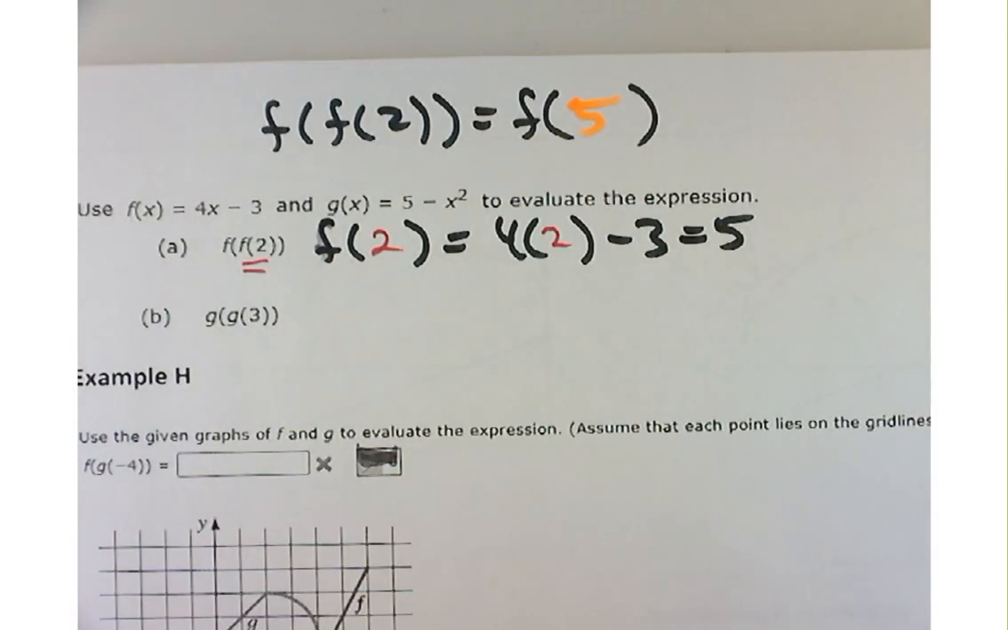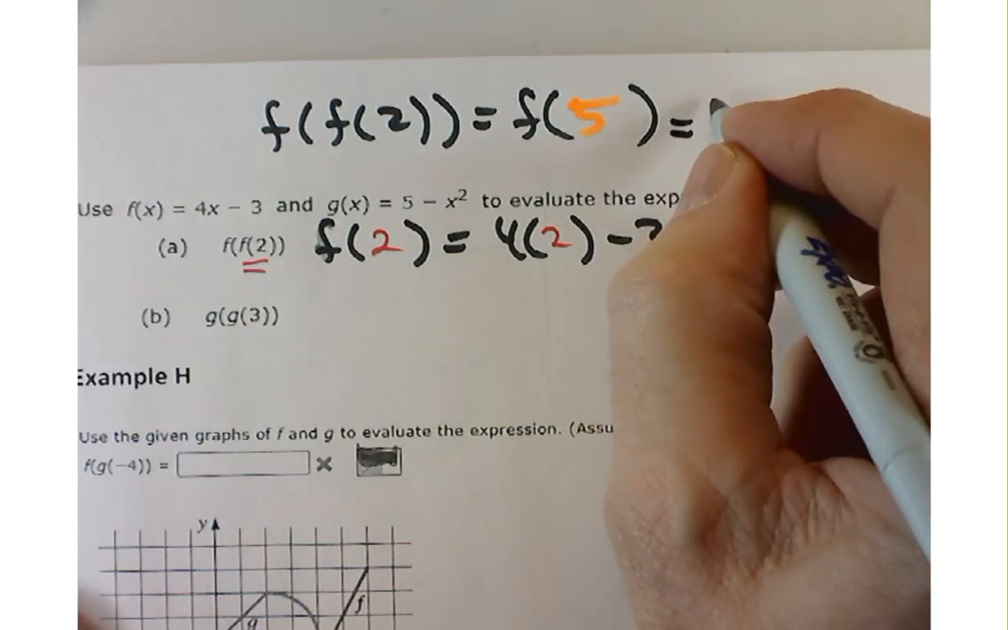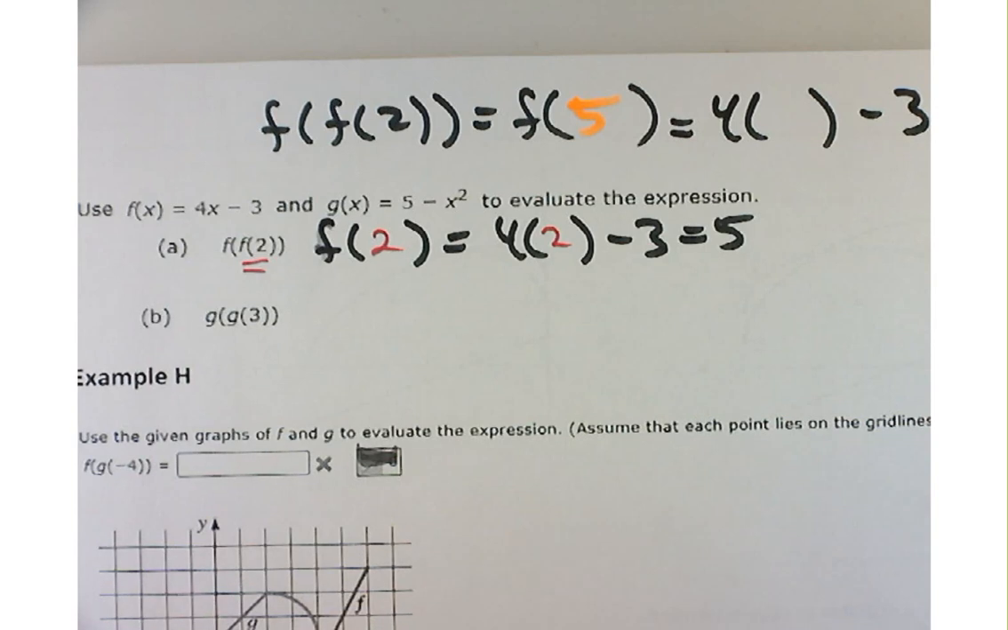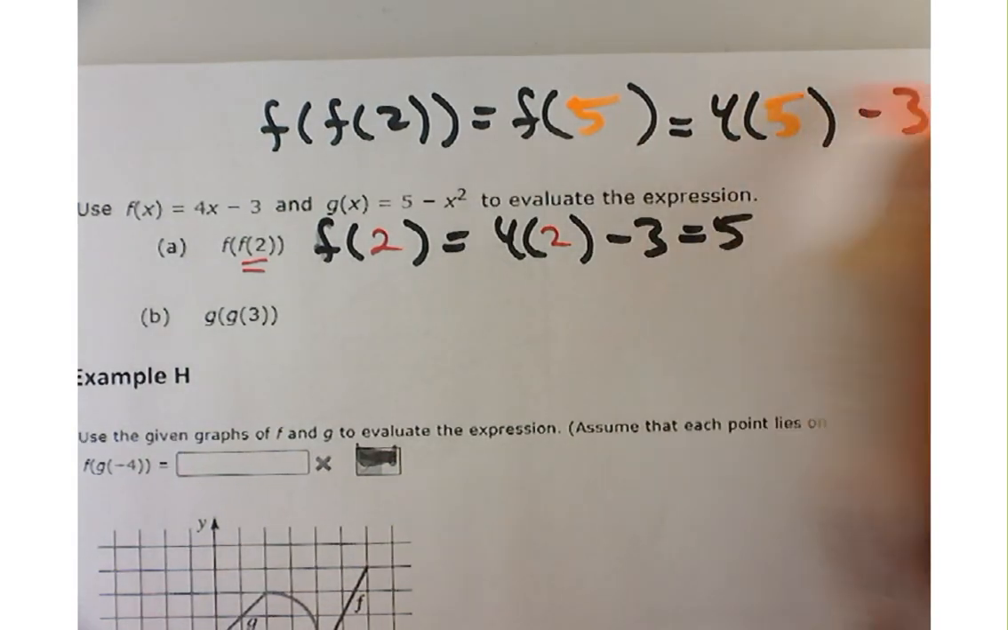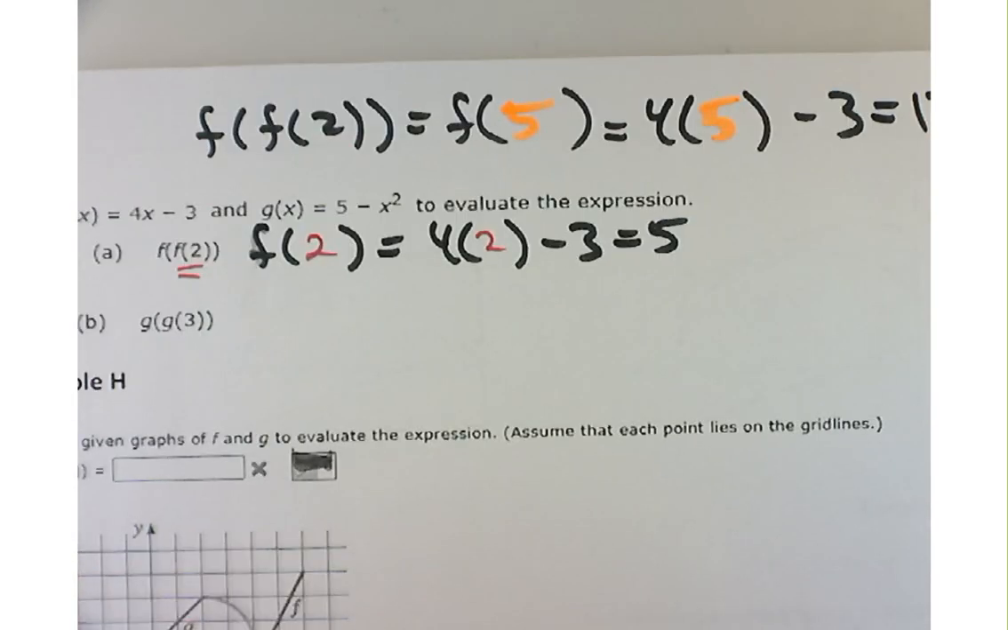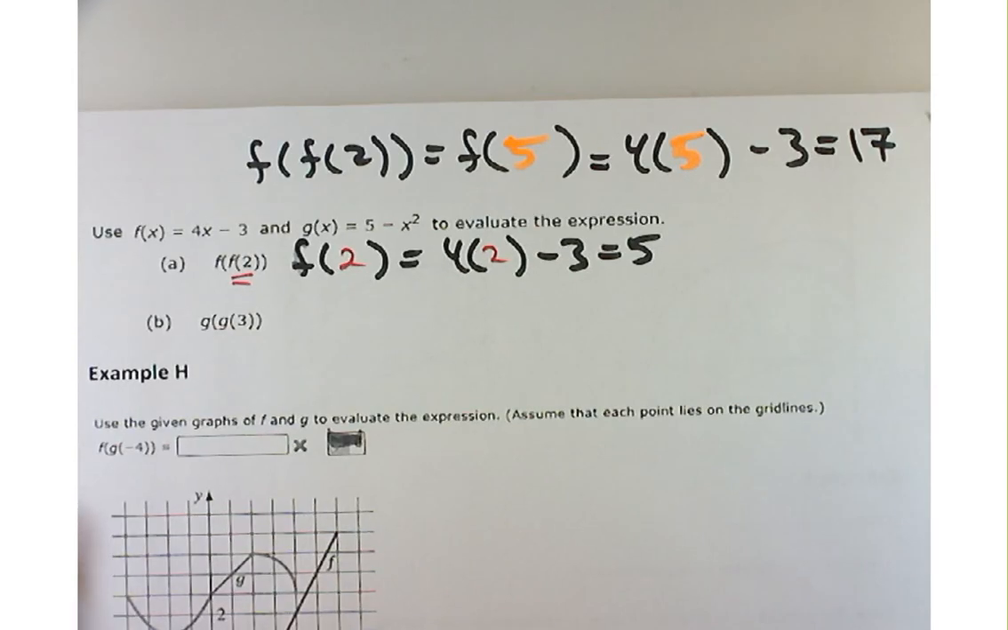Now I want to redo this for the value of 5. This is going to be 4 times 5 minus 3. What's that give me? 17. Yep, 17. And there you go. It's just plugging that value into the function essentially twice.